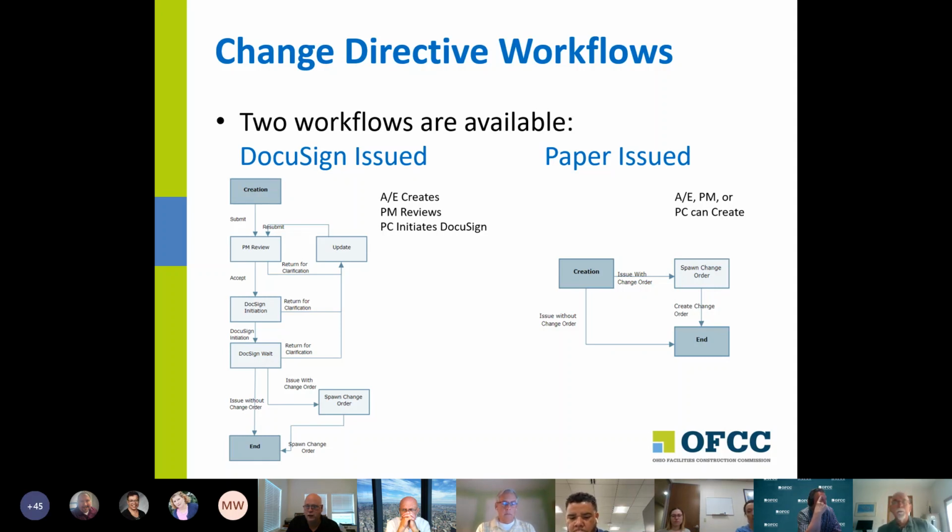So one of the key things to remember with a change directive is that the signature levels of authority are the same as they are for a change order. If you have a change order that's $60,000, that needs to be signed by a program manager. If it's $110,000, it needs to be signed by the chief of projects. And if it's $300,000, it needs to be signed by Cheryl. So just like a change order.